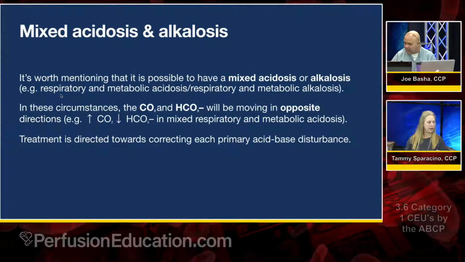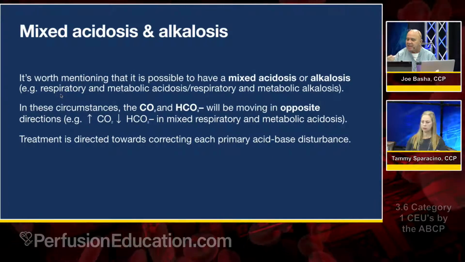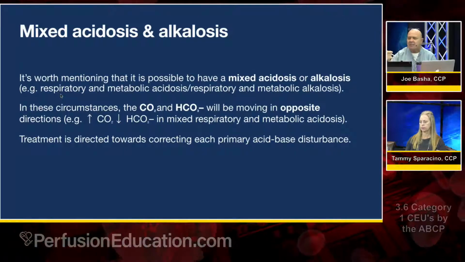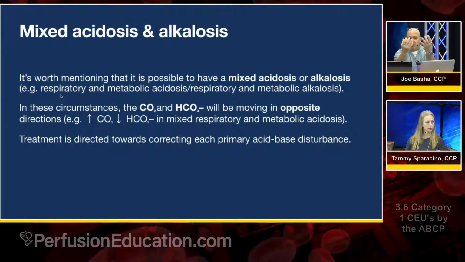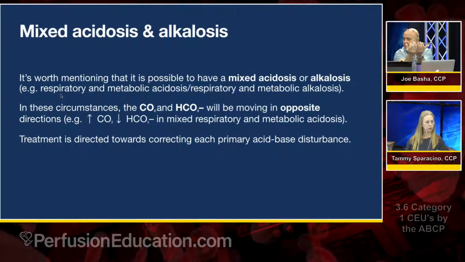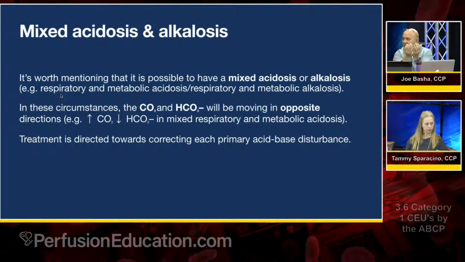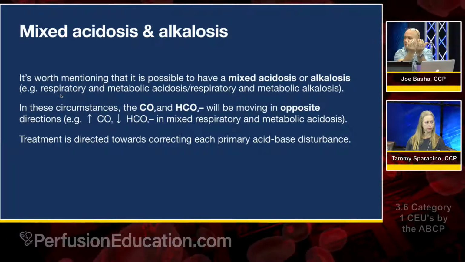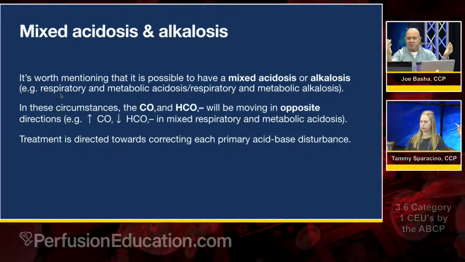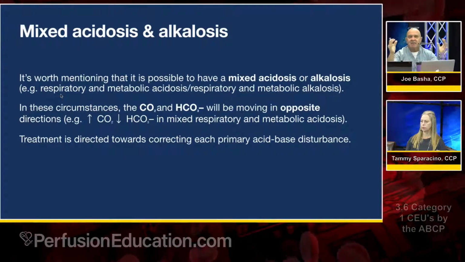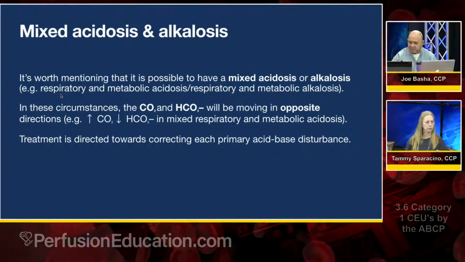And they're caused by different things, right? So you have to treat the different things? Absolutely. Treatment is directed towards correcting each primary acid-base disturbance. Though they are both being reviewed on the same sheet of paper, your blood gas, and both seemingly have the same effect on the pH, you have to take both of them and separate them and figure out why this one is doing this and why that one is doing that, and treat each one individually in order to bring things back into homeostasis.